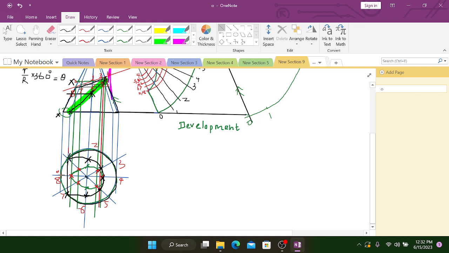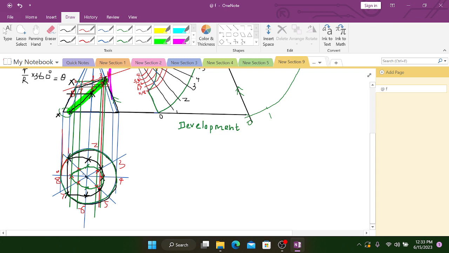So here, through 1 I am going to draw a vertical line, I mean a tangent through this point, and I have an arc, the 8 to 1 arc. So this arc I am going to convert into length. If I want to convert that arc into length, I need to divide this arc. I need to bisect this arc.